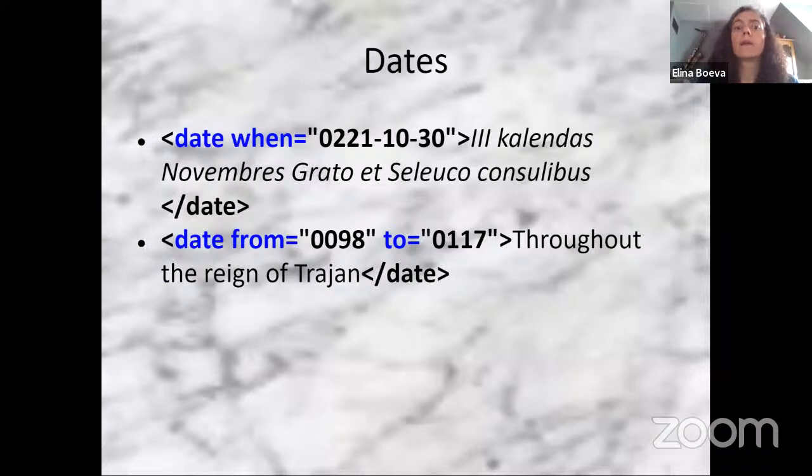Dates. When you have a precise date, you don't use at least, at most. You just use the exact attribute when. When in this day this happened. Of course, that is super rare, I believe, and in most cases you have a span from this year to this year.